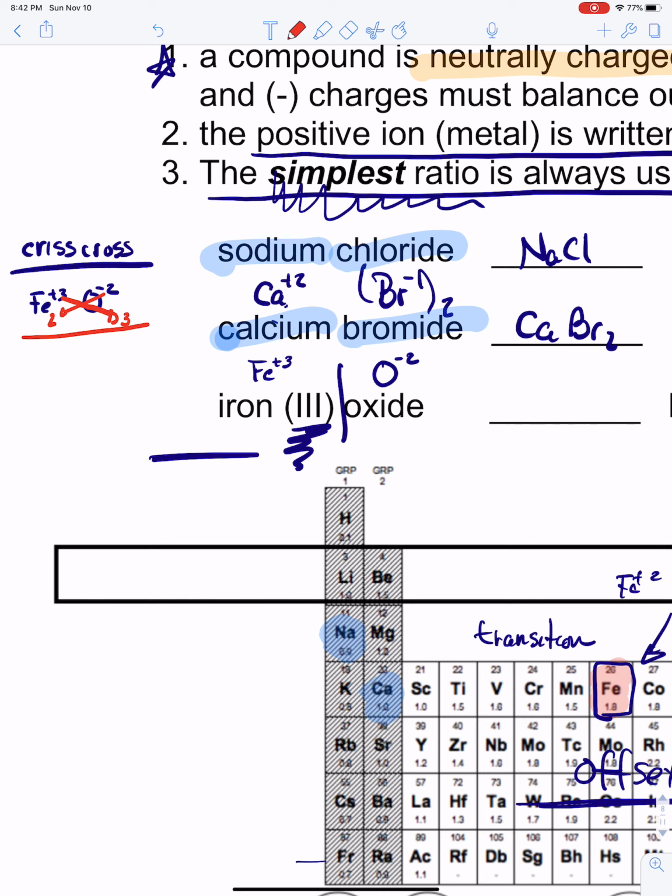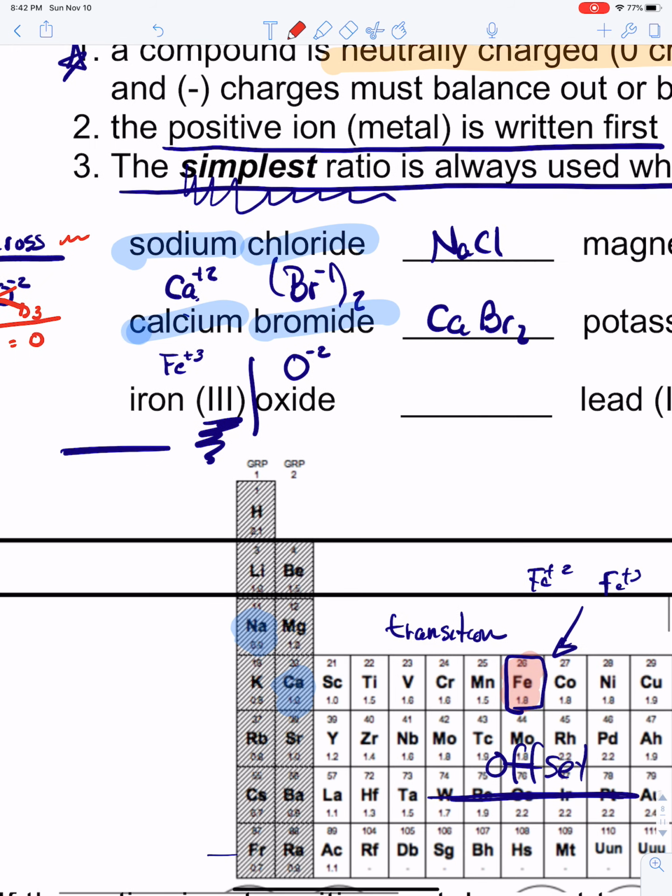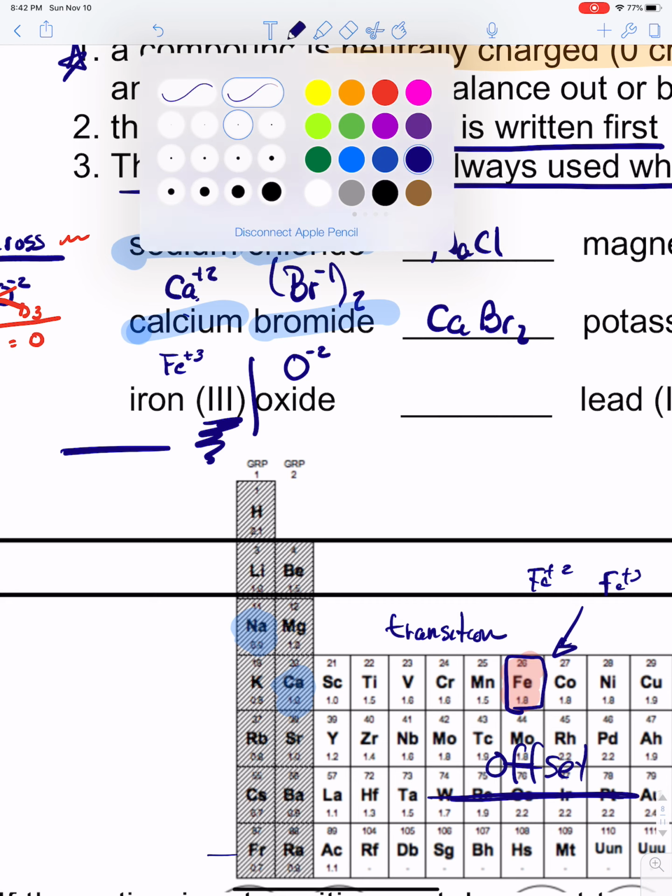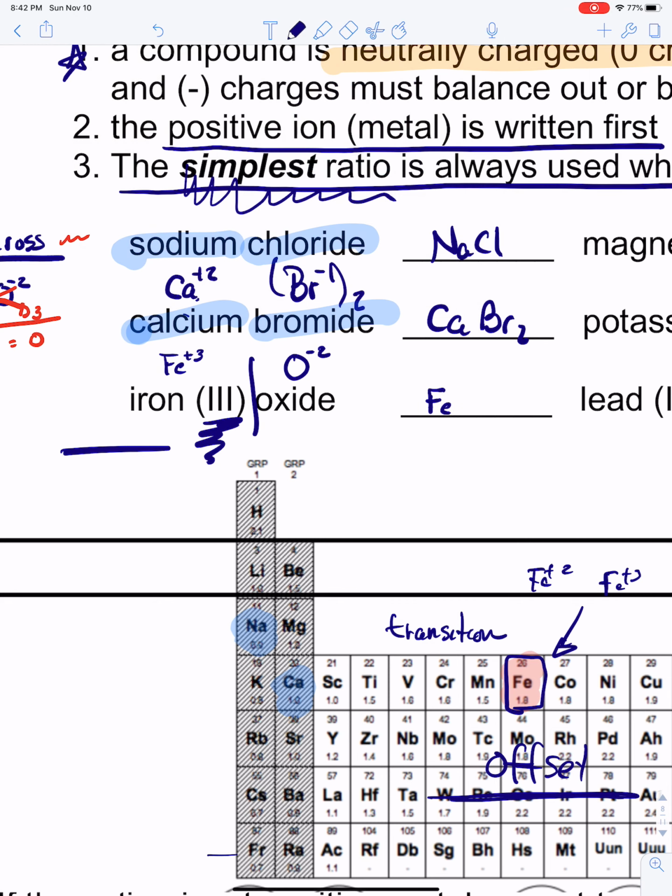So if you actually work this out, you can see that mathematically it works out. 2 times +3 is +6, 3 times -2 is -6, and they add up to be a neutral charge, 0. The crisscross method always works. I mean, you could have done it with sodium chloride, calcium bromide. You probably don't need to, but the crisscross method is something that will always work, and it's a quick way to come up with a reliable formula. So this would be Fe2O3.